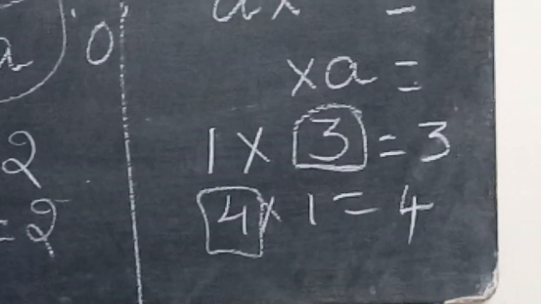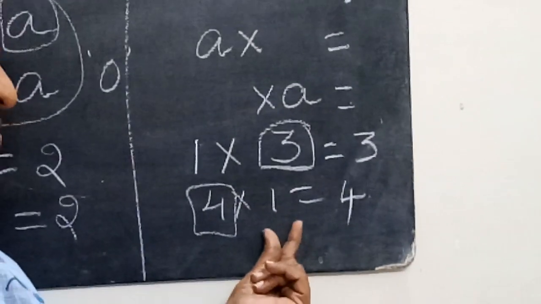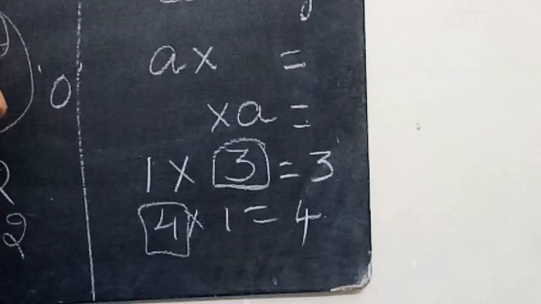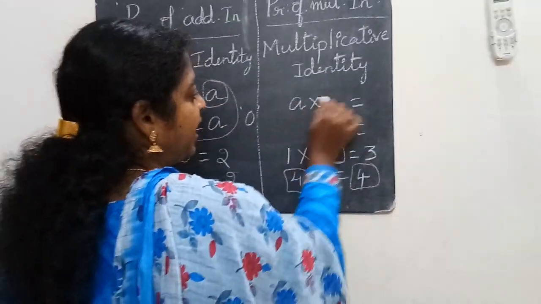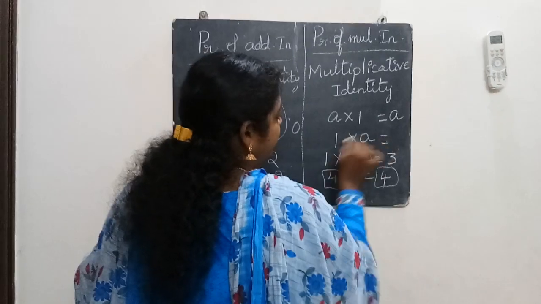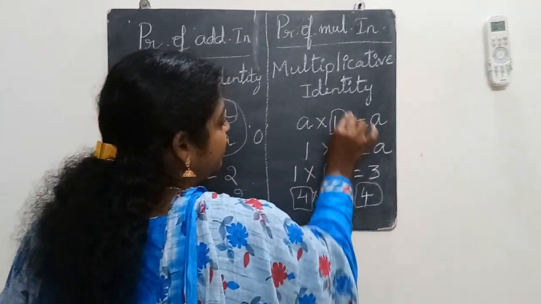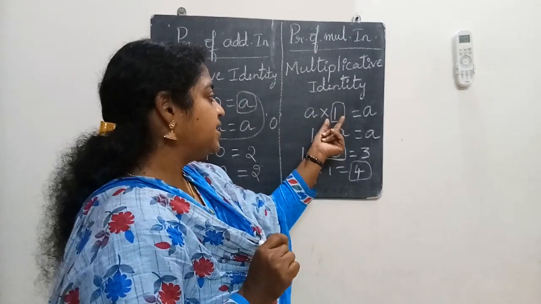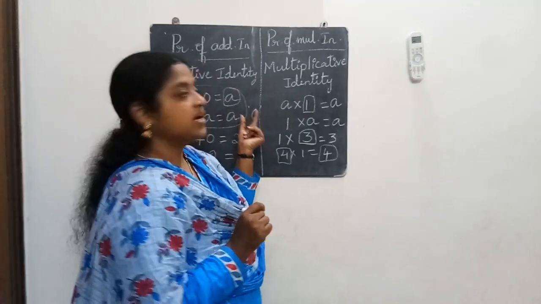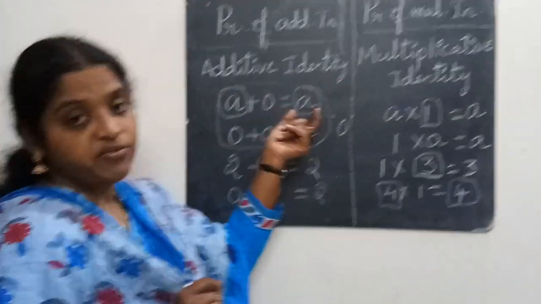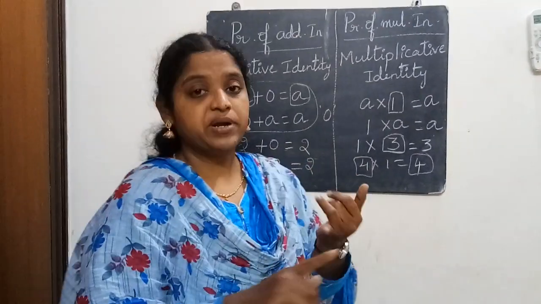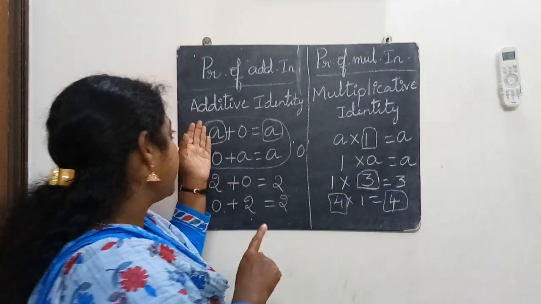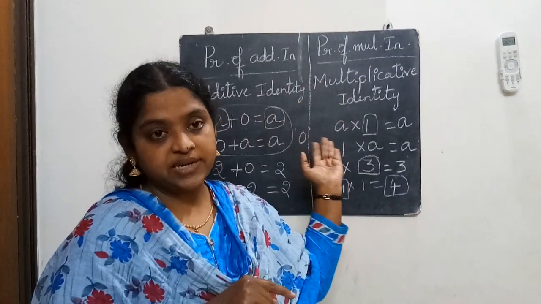The other integer which is multiplied by 1 doesn't change its identity. So the number will be the same here. A into 1 is equal to A, and 1 into A is equal to A. Say, 1 is the multiplicative identity. 1 is the multiplicative identity of integers, and 0 is the additive identity of integers. Understood? The first ones are closure property, commutative property, associative property. Then one more is additive identity and multiplicative identity. Clear?